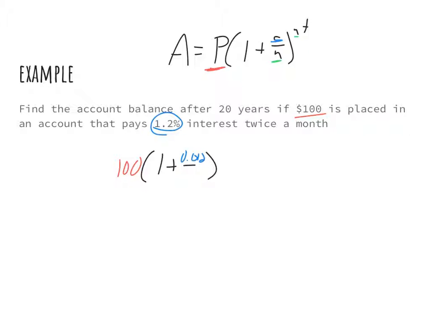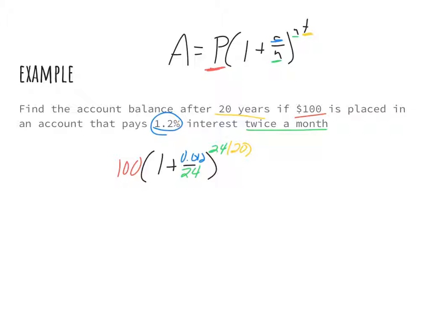For N, the number of times it's compounded a year, if we compound it twice a month, and there are 12 months in a year, it's going to get compounded 24 times. So N is going to be 24. Finally, T, our time in years. If we have 20 years, our value for T is going to be 20.